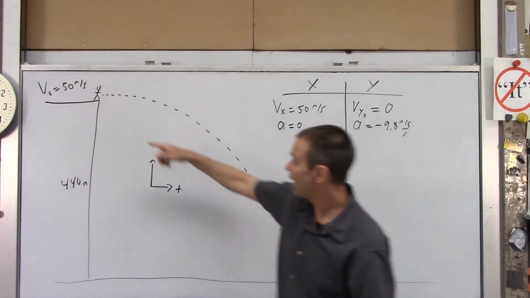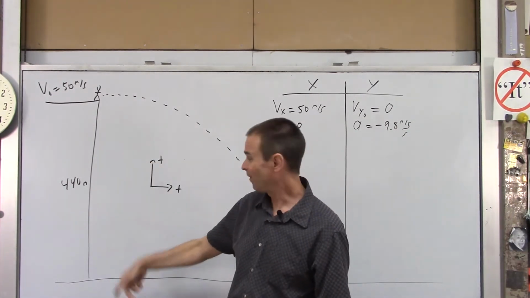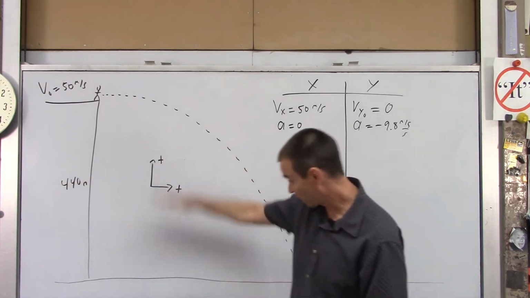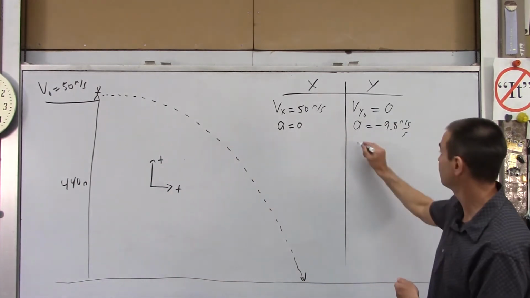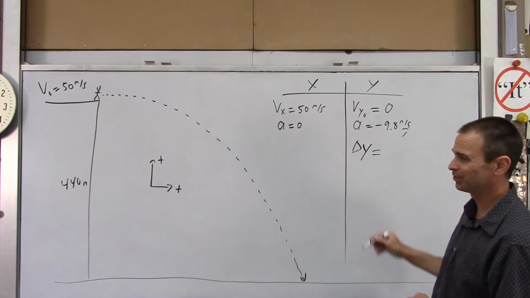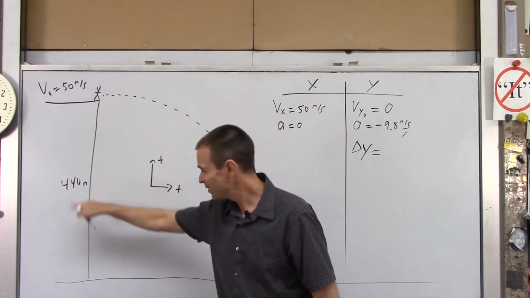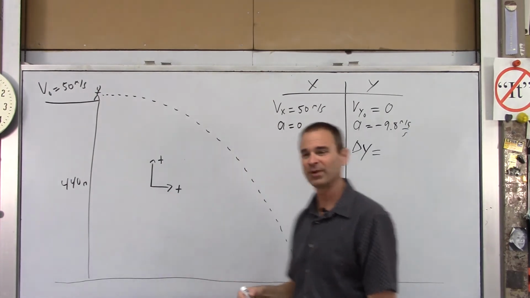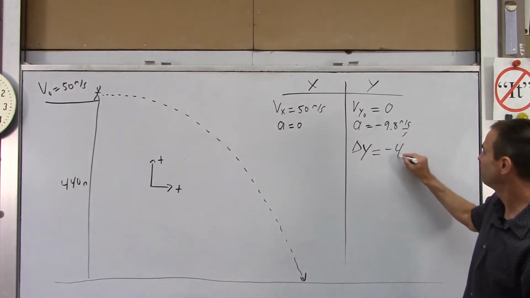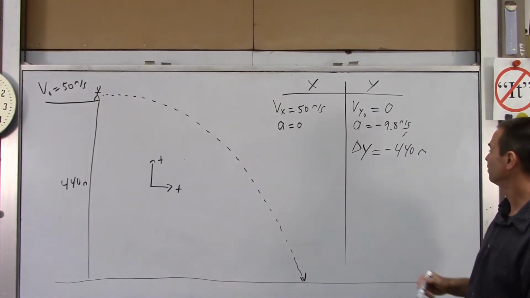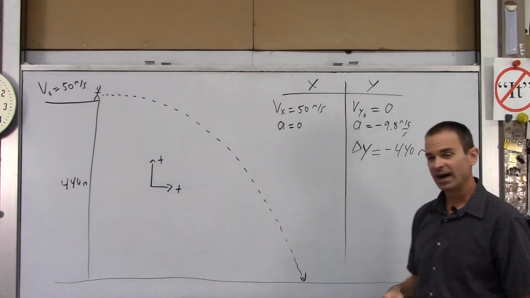Well, I know how far the book falls, right? It falls 440 meters vertically before it hits the ground. So delta y is, now here's the thing again, if we're saying up is positive, you've got to make delta y negative 440 meters, since it's going down. Okay, so how do we find time?